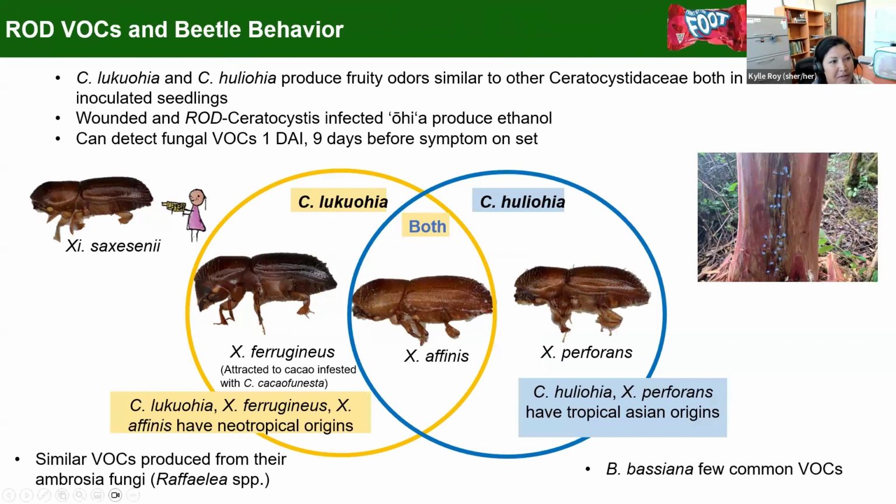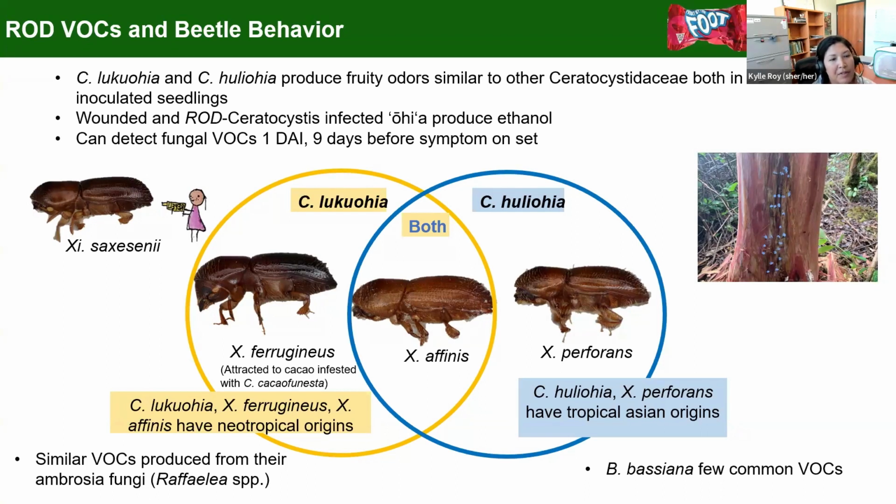Jumping right into the results, we found 9 volatile organic compounds in Ceratocystis lukuohia and 10 compounds in Ceratocystis huliohia. Both lukuohia and huliohia produced those general fruity odors, and they also both produced banana-like odors. The one compound that was different was that Ceratocystis huliohia produced a pineapple-like odor that was absent in Ceratocystis lukuohia.